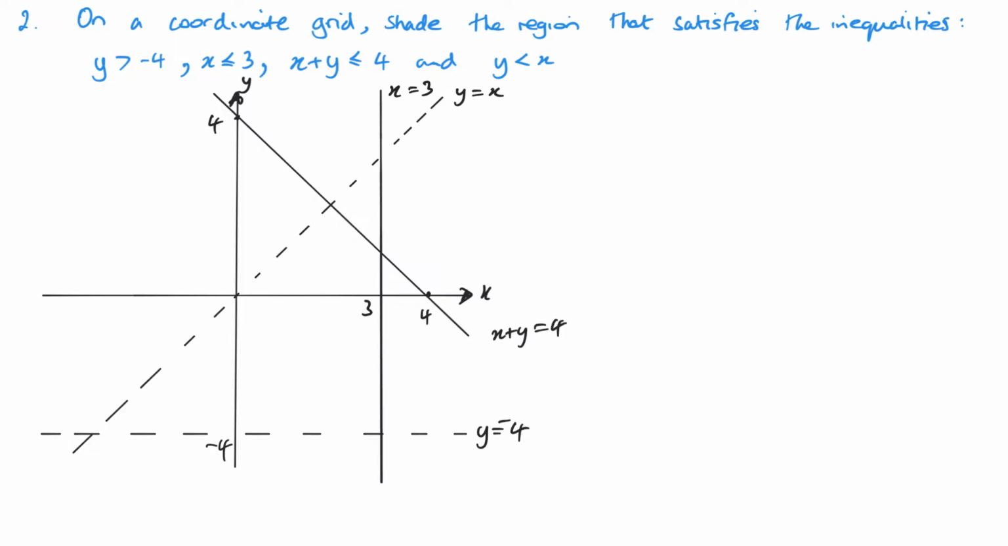Now the region that we look to satisfy, we can see that it's greater than minus 4, so above this line, and less than or equal to 3. It's below this diagonal, and it is below this diagonal. So we're looking at this area here. So my region, and in terms of my shading, we're up to here, this whole region.